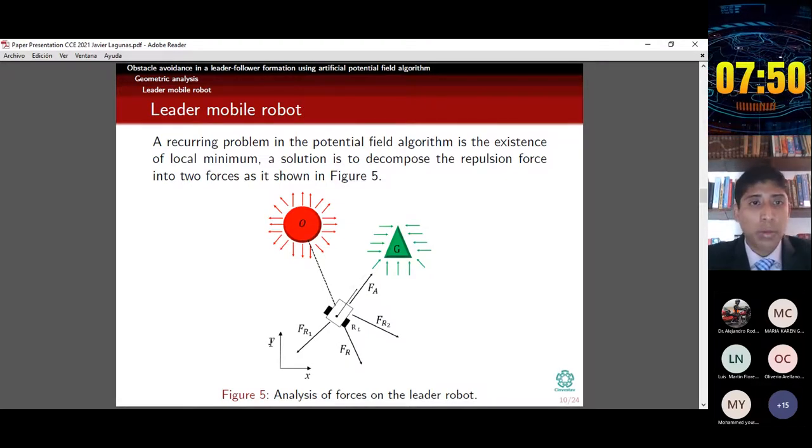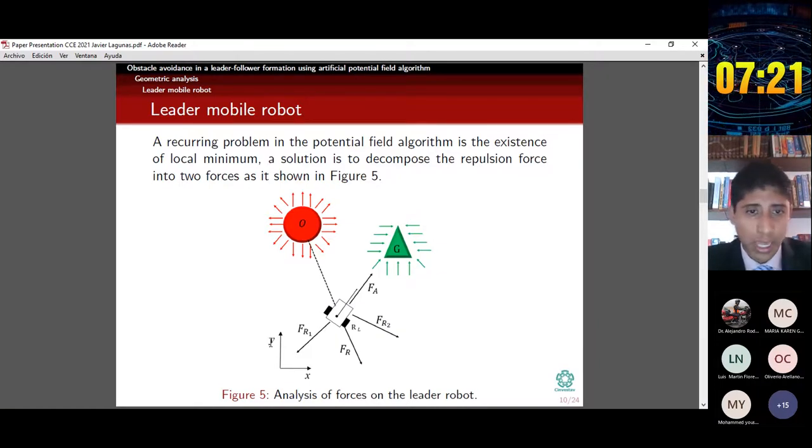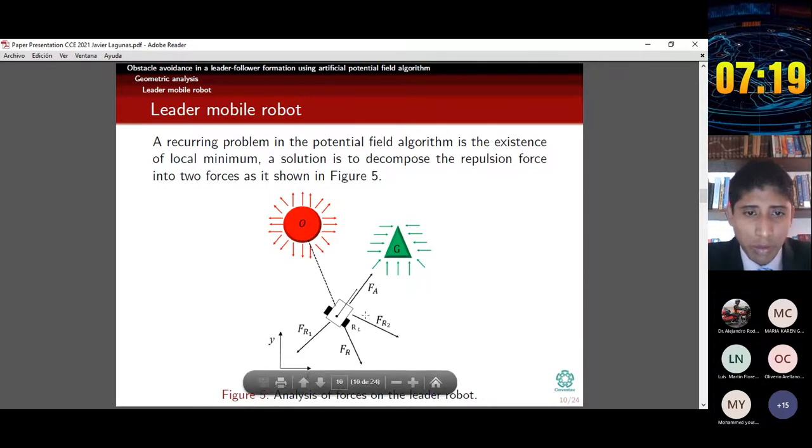In the leader mobile robot, we know that there exists a big common problem in research called the local minimum problem. And this is a very big problem because it happens when the repulsion forces and the attraction forces are the same. So as a result of those forces, the robot will not move. So we implement a solution, which is to decompose the repulsion force into two forces, as we can see in figure number 5.